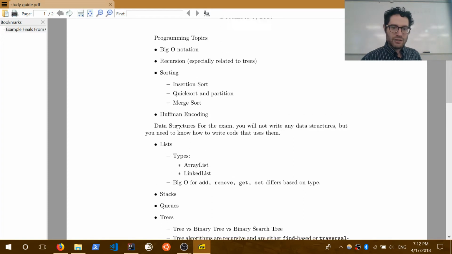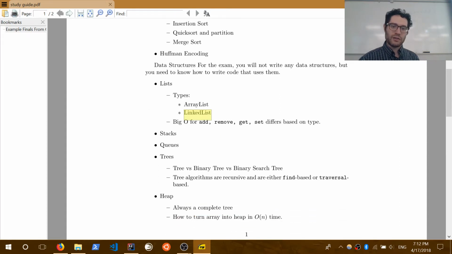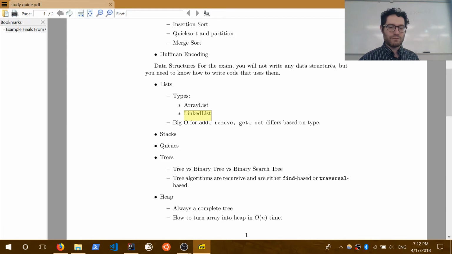For data structures, for the exam, you don't have to write any data structures, but you will need to know how to write code that uses them. So you've got your two types of lists: your linked list and array list, and we're primarily going to be focusing on linked lists here. Know the Big O notations for each of those. Know your stacks, your queues, your trees, and make sure you don't confuse tree with binary tree and binary search tree, right?